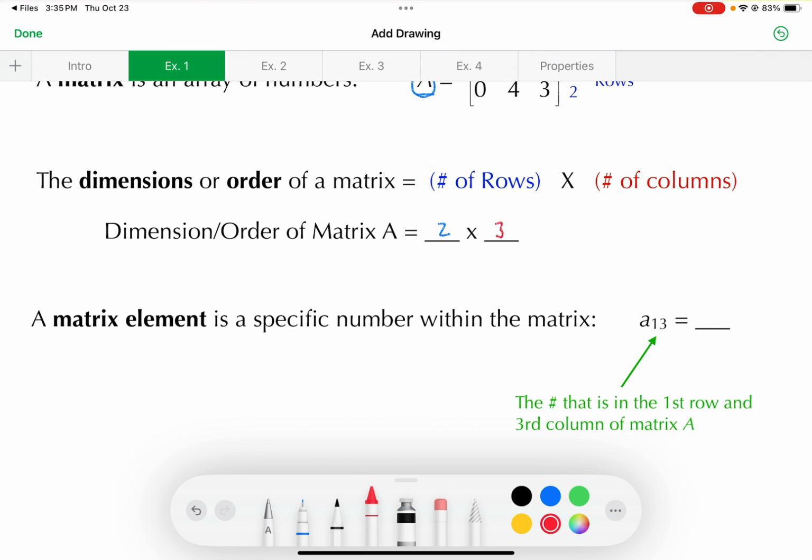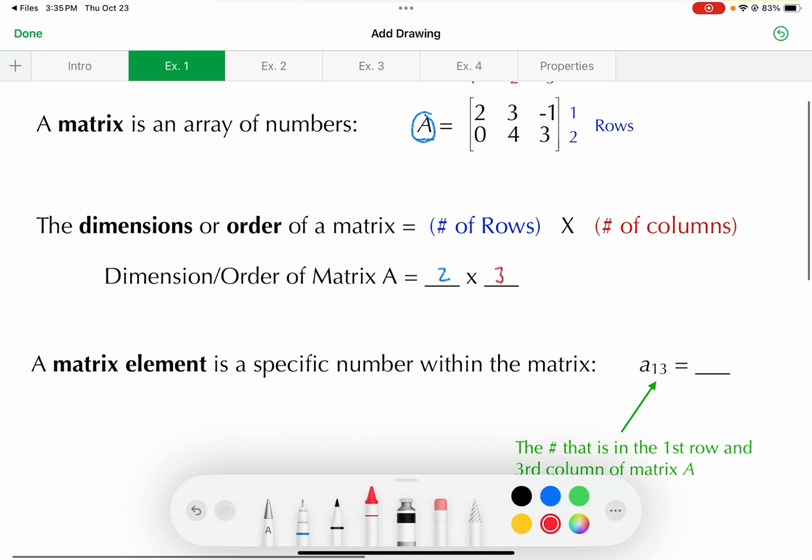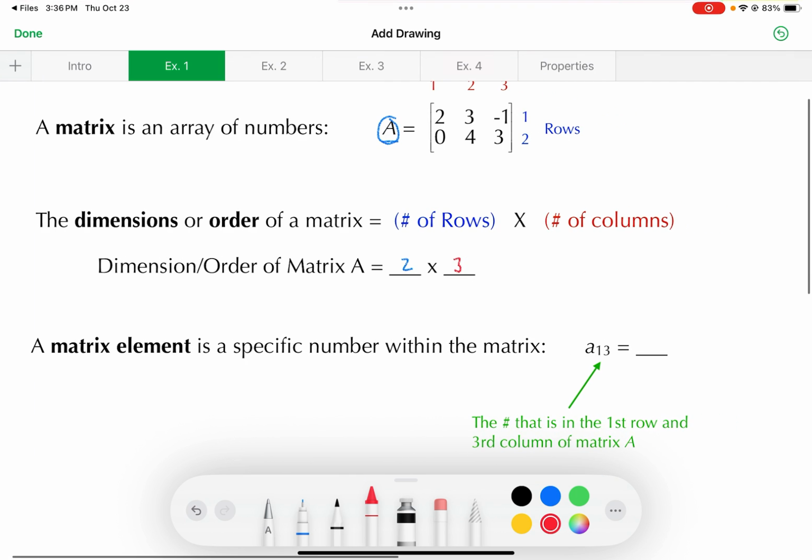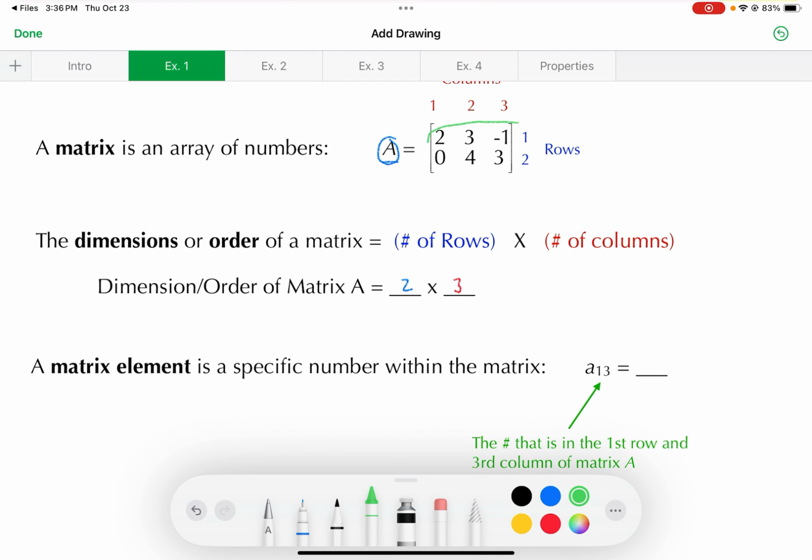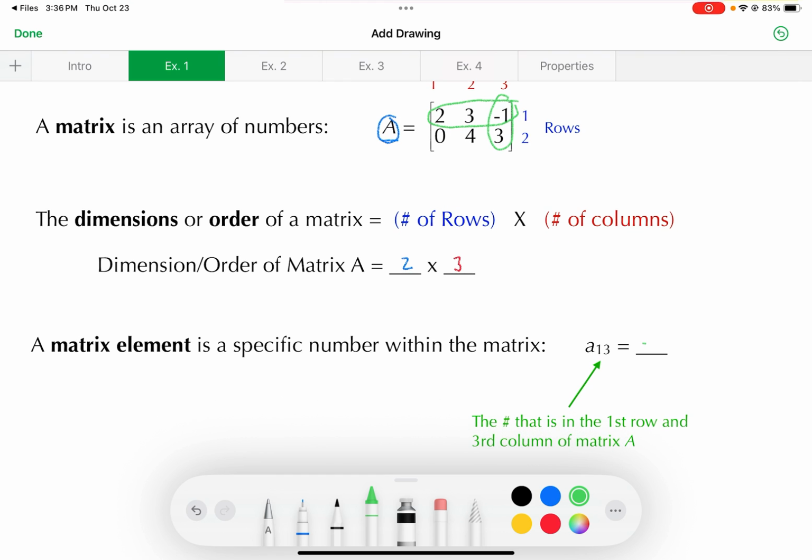All right, now if I want to represent one specific element within the matrix, I can use subscript notation with lowercase letters. So if we're dealing with matrix A, if you see lowercase a with a subscript next to it, that's talking about a specific element within matrix A. So here I want the element that is in the first row and third column. Okay, so I look here. Here's the first row. Here's the third column. You can see the overlap is -1.